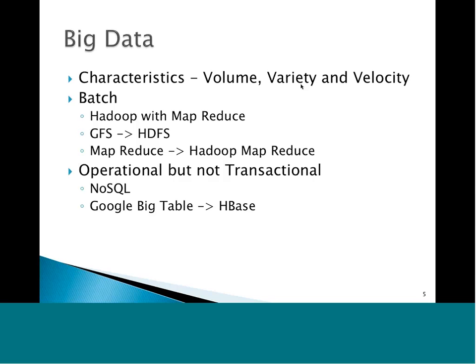So variety stands for structured, which is similar to our traditional tables; unstructured, which are blog posts and tweets themselves; and semi-structured, which is the blog object or Twitter object. And then velocity is the speed at which you should process this data.